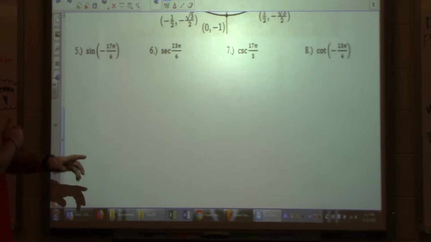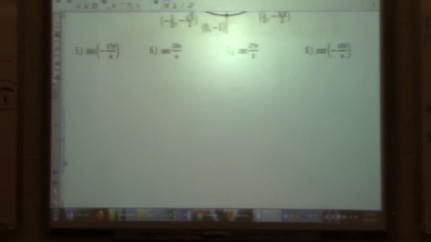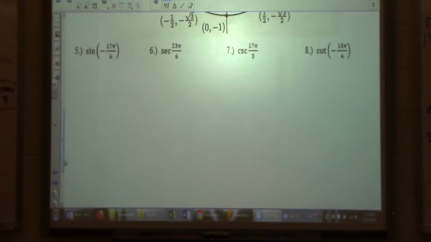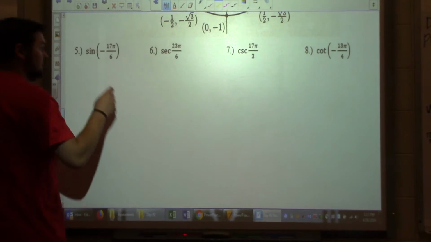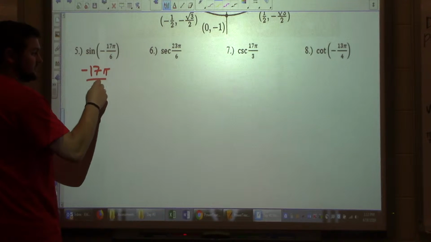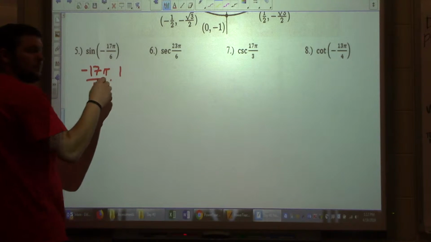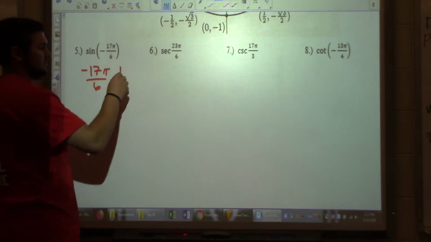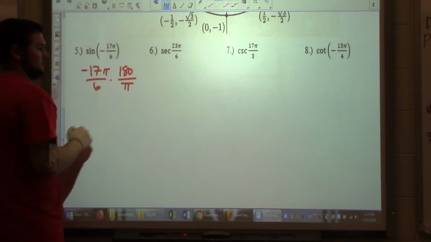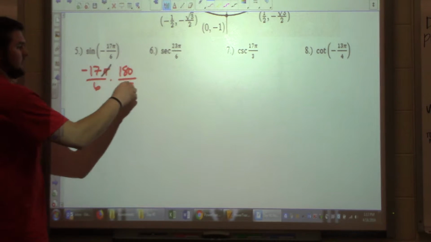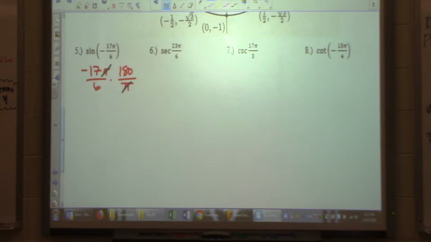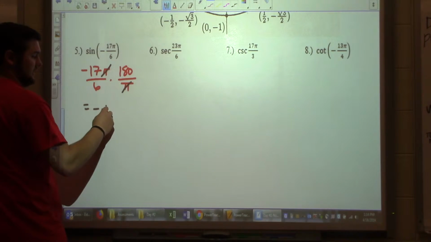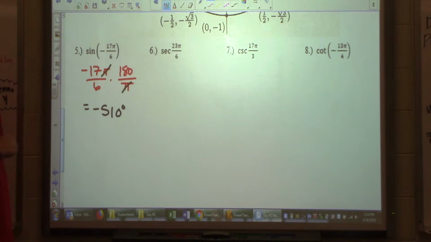So the first one, sine of negative 17 pi over 6. Well, we could work in radians, or we could change it to degrees. What do you want to do? Change it? That's fine. We can do that. Negative 17 pi over 6 times what do I multiply by to get to degrees? 180 over pi. Good. All right. Pi's cancel. Negative 510. So I'll write that here. Negative 510 degrees.